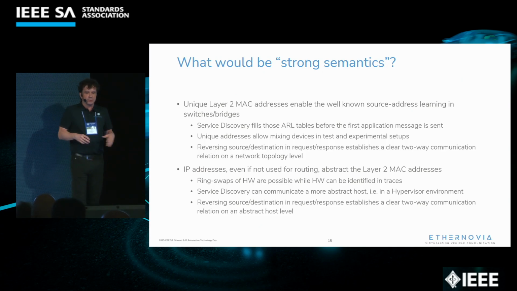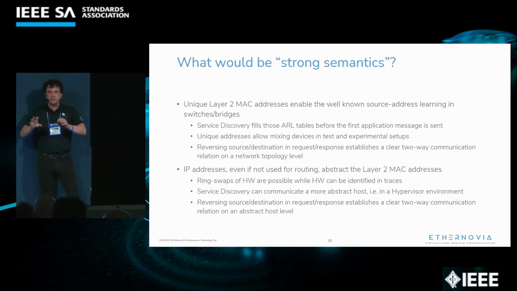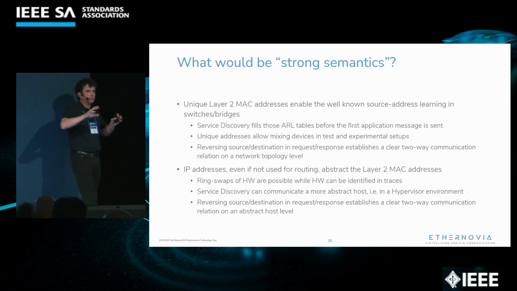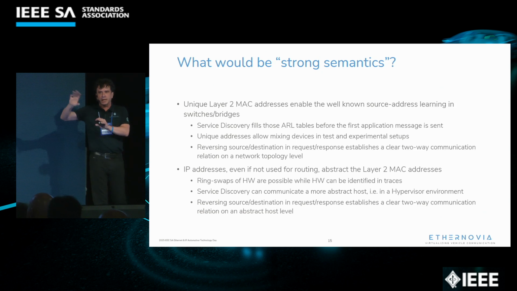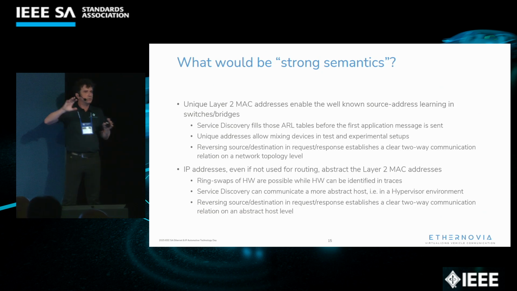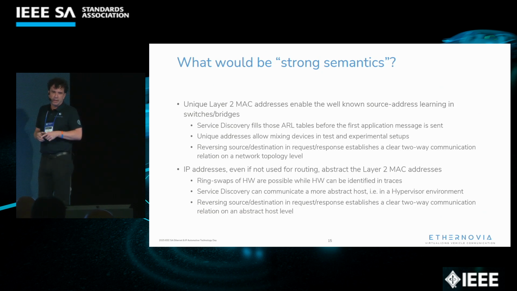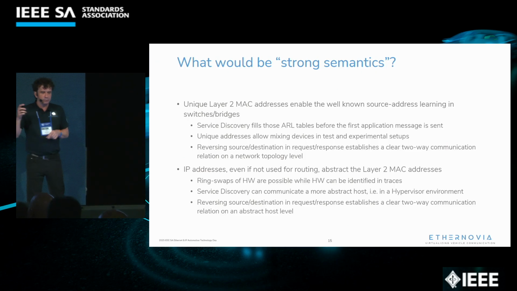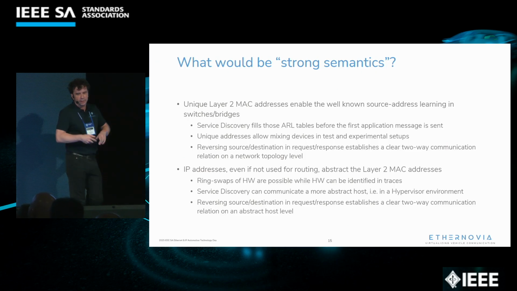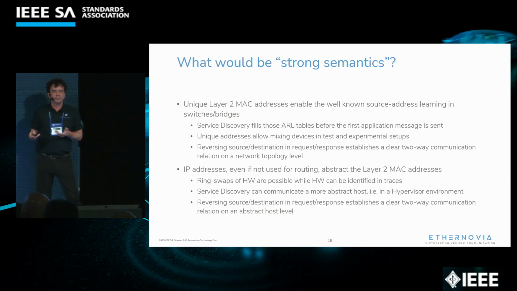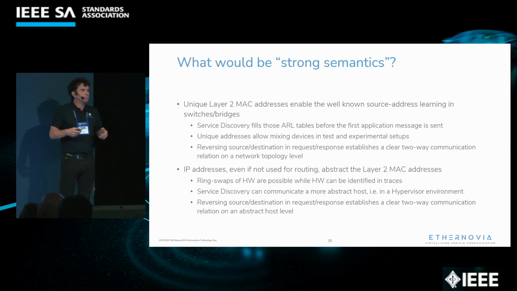Unique addresses on layer 2 allow you to mix devices in different setups. You can put two devices of the same type in a setup and still be clearly separating them through their MAC addresses. And the reversing of source and destination in a request-response is obviously a useful thing in the network topology because it helps your switch to bring the data to the place where it belongs.